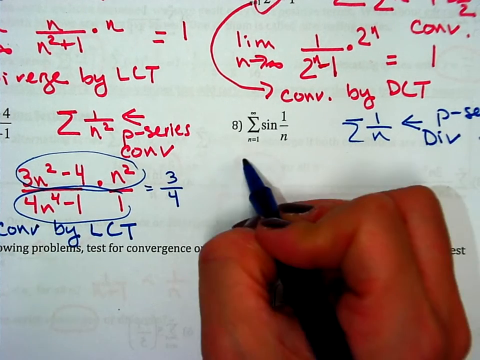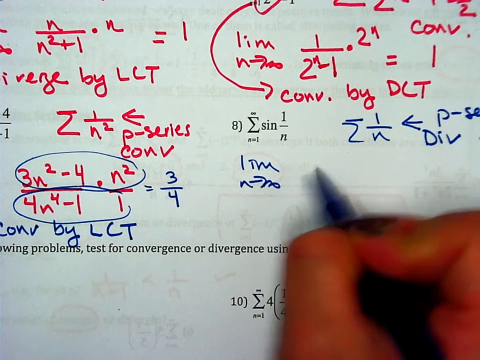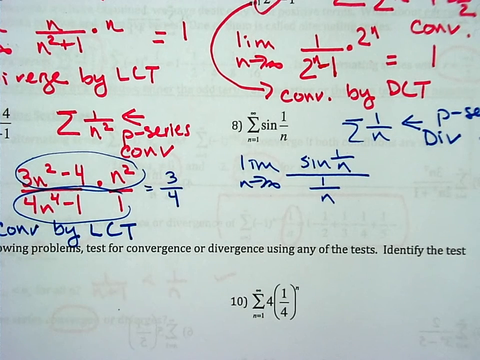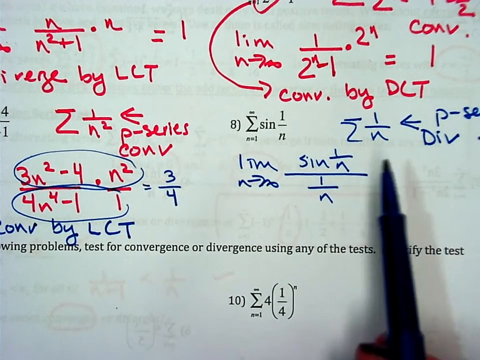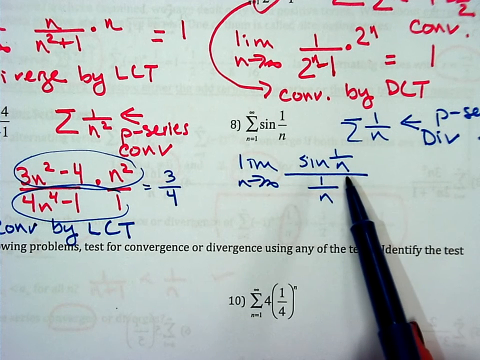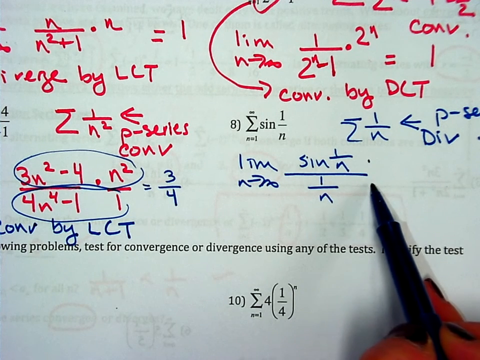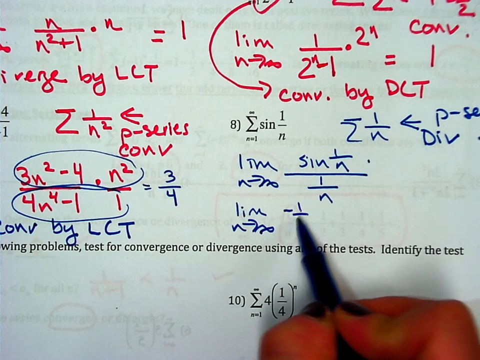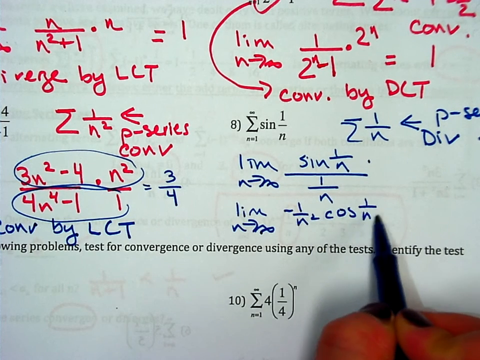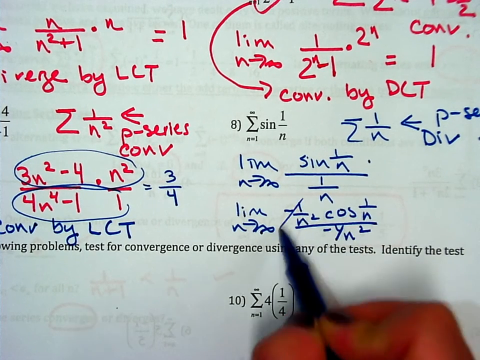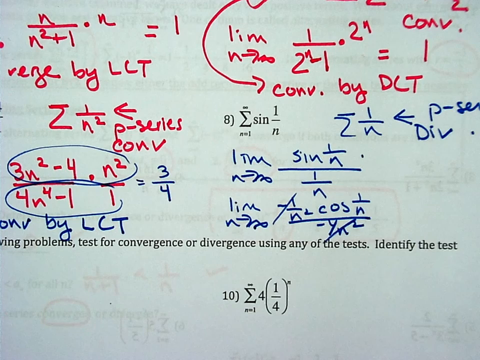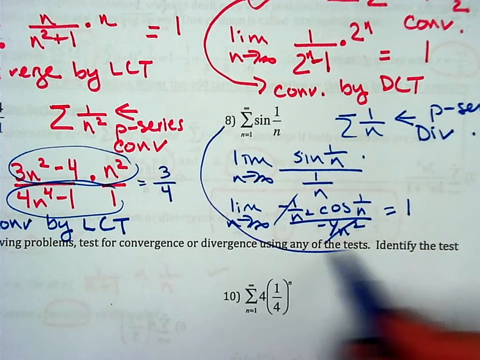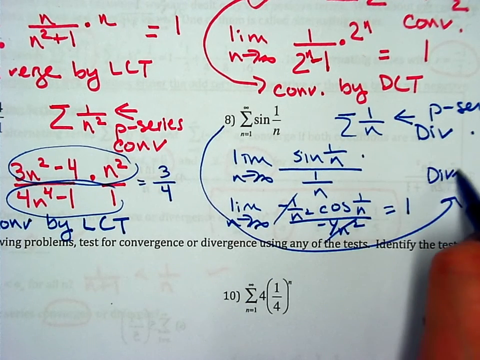Same thing. Limit, sine of 1 over n, divided by 1 over n. And I'm going to keep it like this instead of multiplying by the reciprocal, because notice what happens. When I plug in infinity, I get 0 over 0, which allows me to use L'Hopital's rule, which gives me the derivative of the top divided by the derivative of the bottom. Notice the negative 1 over n squared drops out. I plug in infinity for n, which gives me 1. So I can say the original series diverges as well by LCT.